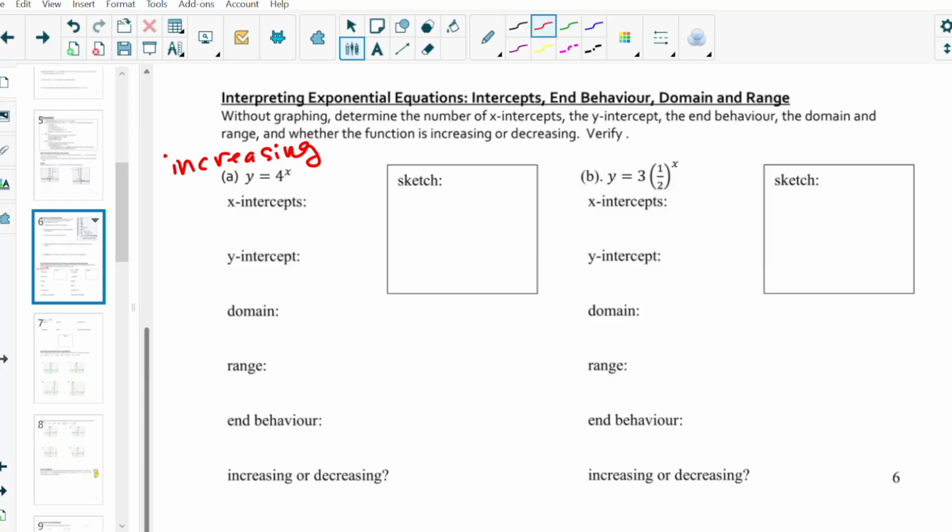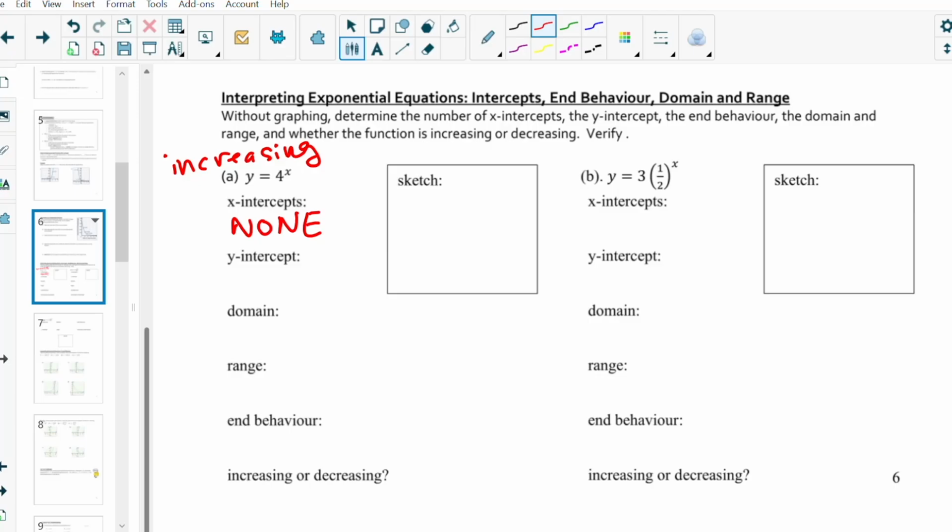X-intercepts, think about the characteristic of what happens here. Can y ever be 0? So can I raise 4 to whatever exponent and get a y value of 0? Because that's by definition what an x-intercept is. Well, no, of course it can't. So none. Okay.